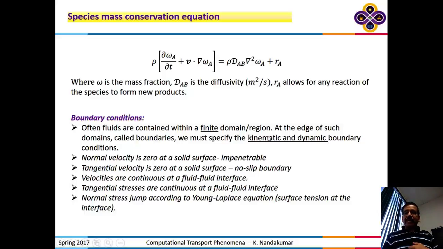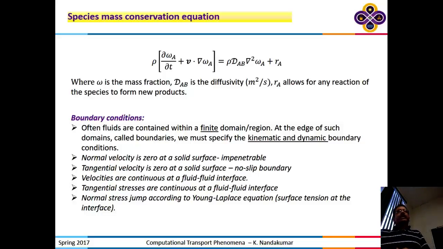In a finite domain, at the edge, I guess you have kinematic and dynamic boundary conditions. Kinematic boundary conditions would be specifications of velocities. Dynamic would be specification of forces that you apply on the boundary. Normal velocity is typically 0 at a solid surface, and we call that an impenetrable boundary condition. If I have a solid, if I have a fan blowing air, it cannot go into this. It can go only tangentially touching the surface. And that condition is called impenetrable condition.